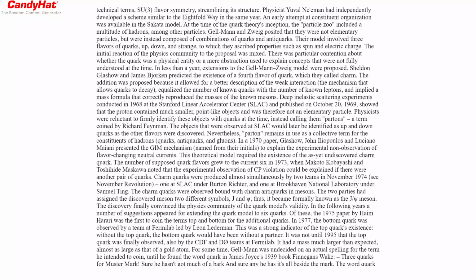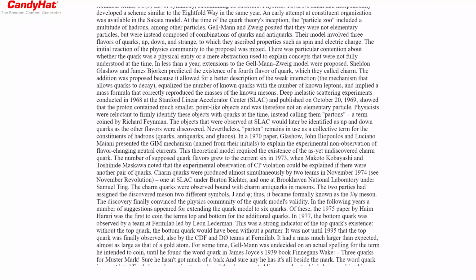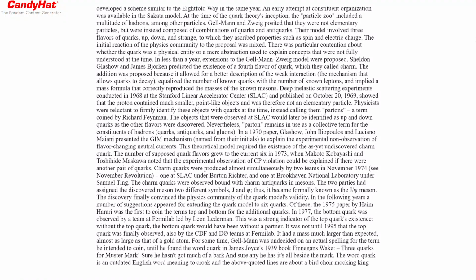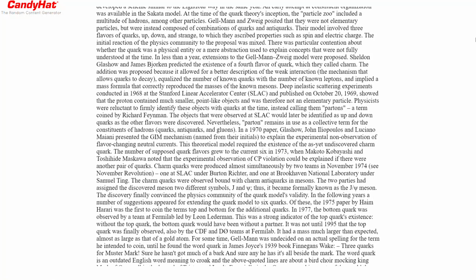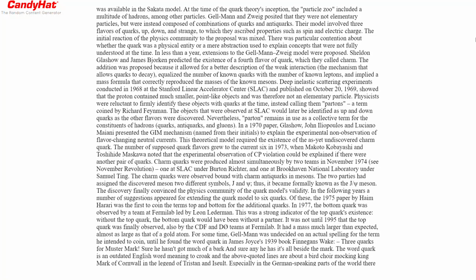For some time, Gell-Mann was undecided on an actual spelling for the term he intended to coin, until he found the word quark in James Joyce's 1939 book Finnegans Wake. "Three quarks for Muster Mark! Sure he hasn't got much of a bark, and sure any he has it's all beside the mark."